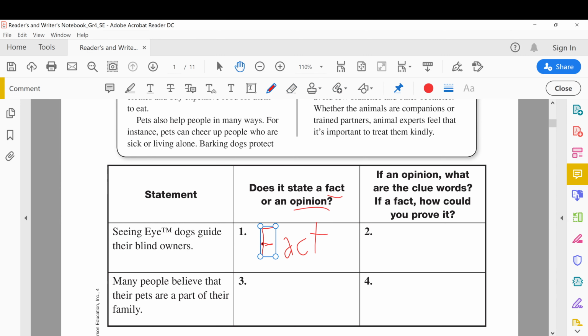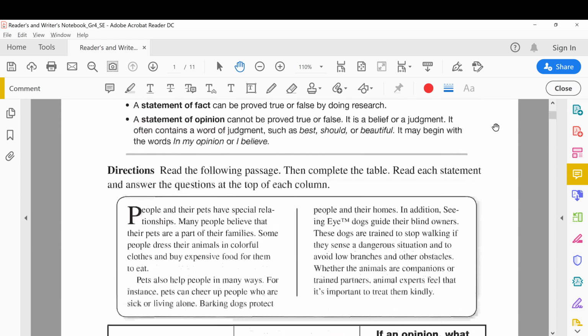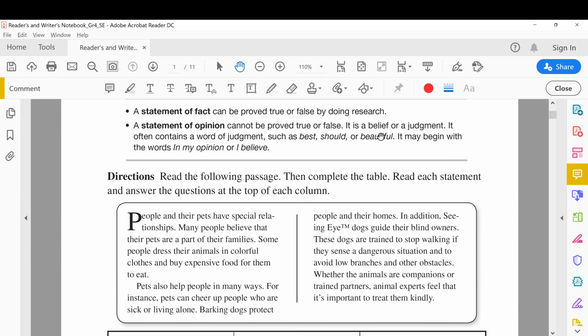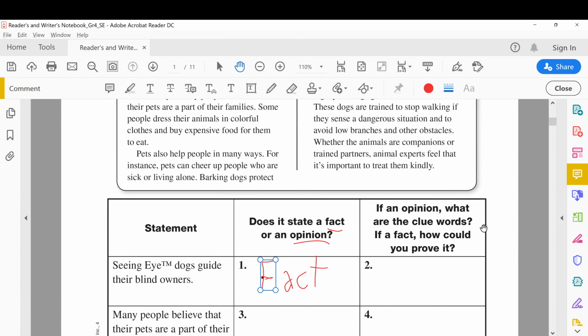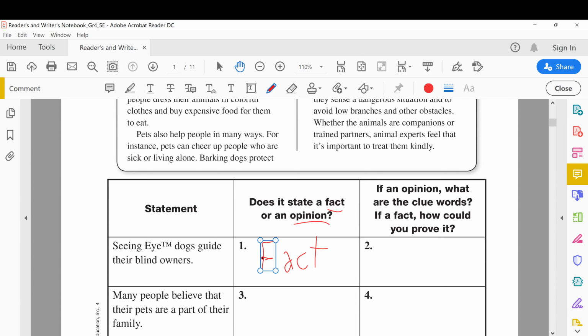How did I know it? Number one, there is no clue for best, should, beautiful. It doesn't begin with in my opinion, I believe, I think. There is no clue of this. This is one. So I know it is a fact from those hints, but let's see here. If an opinion, so this is the first one. What are the clues? I didn't choose opinion, so I don't care about the first one. The second one, if a fact, so I wrote a fact, so I have to look here.